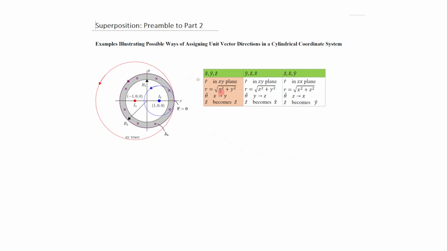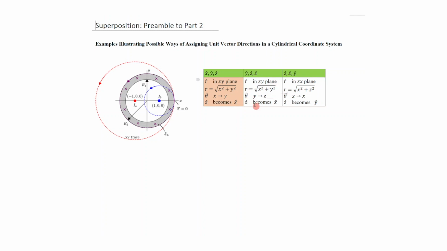R is defined as the square root of x squared plus y squared because it's in the xy plane, and theta hat is taken in the direction going from x to y. And this z hat is pointing out of the plane and is still z hat. So this is what I would call our benchmark, which is typically what we use. But let's say that the plane is not the xy plane, but the zy plane. In that case, the r hat vector is in the zy plane. Then the magnitude of r would involve z squared plus y squared.